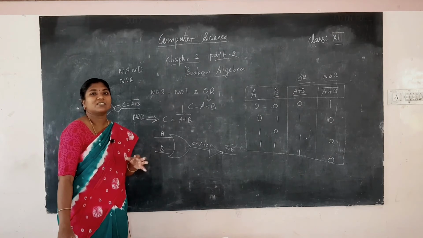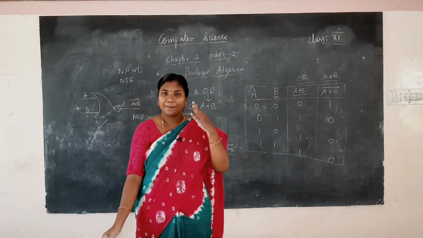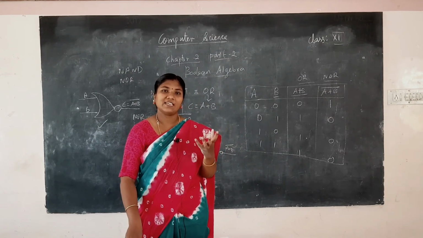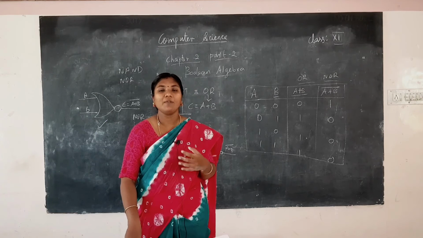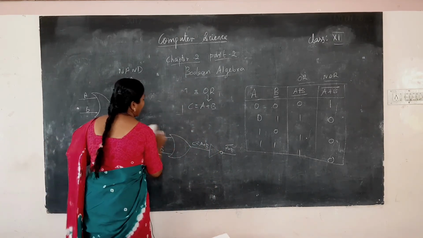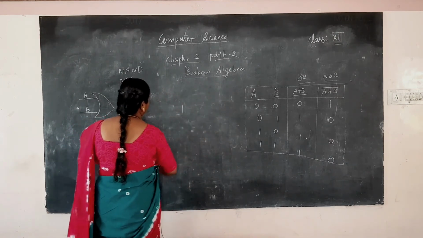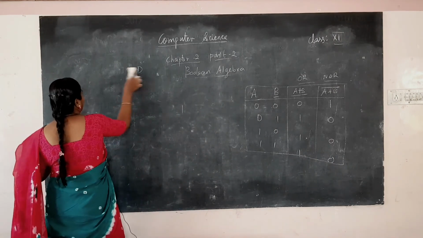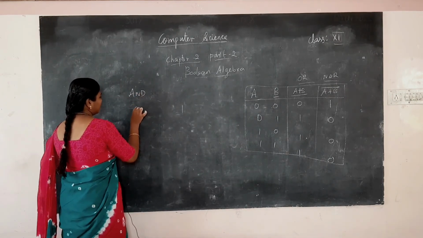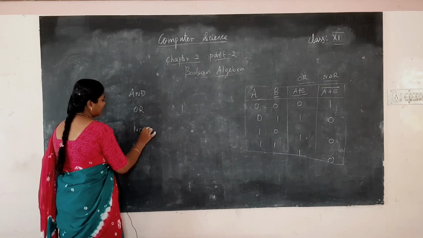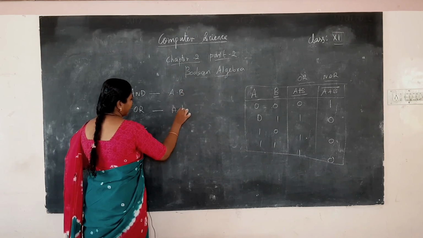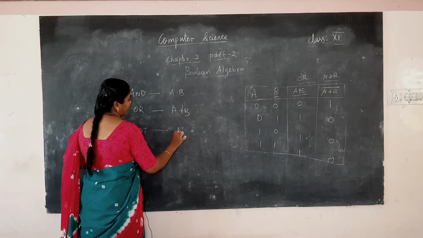Clear? So up to this we have learnt about the 3 basic logical gates, and when those basic logical gates are combined with each other, what gate they form and how it works. So what are the 3 basic logical gates? AND, OR and NOT. These 3 are the basic logical gates. AND gate means A dot B, OR means A plus B, and NOT means A complement.